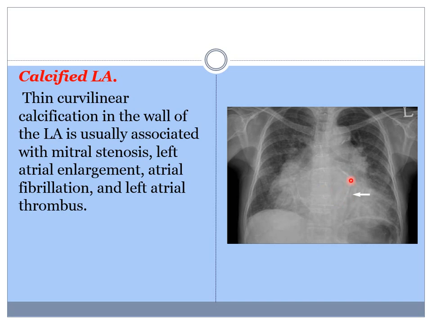Calcified left atrium. Thin curvilinear calcification in the wall of the left atrium is usually associated with mitral stenosis, left atrial enlargement, atrial fibrillation, and left atrial thrombus.